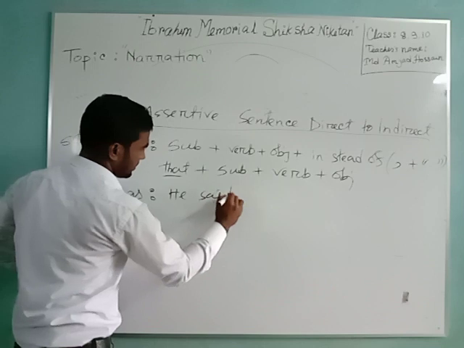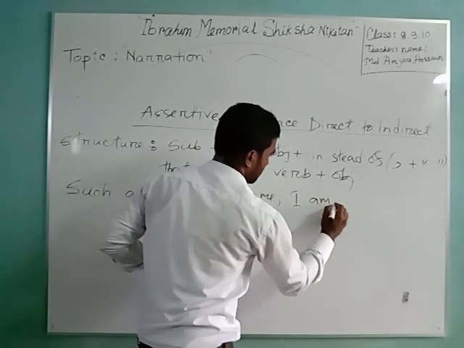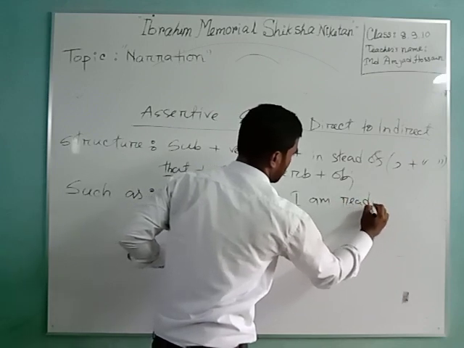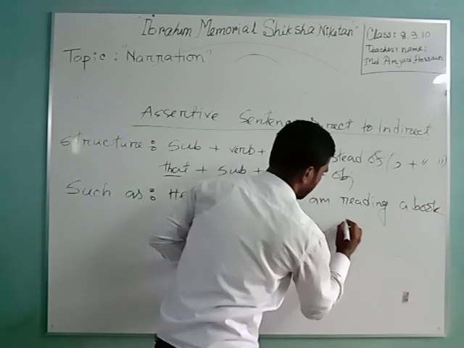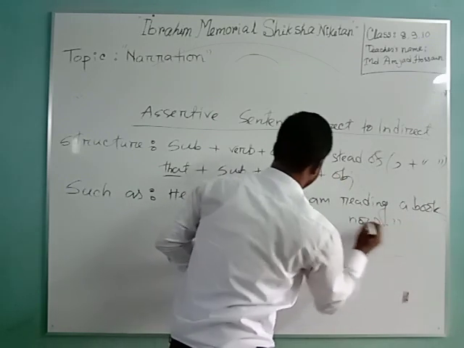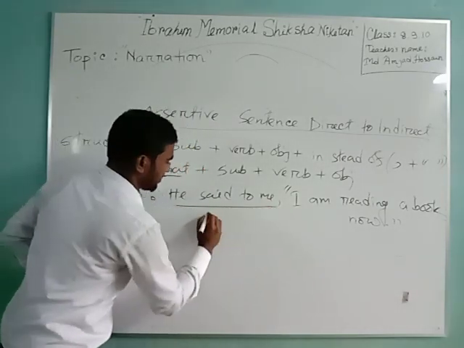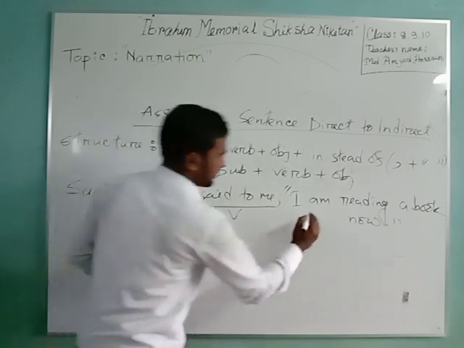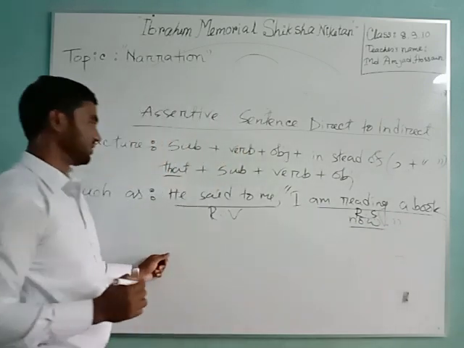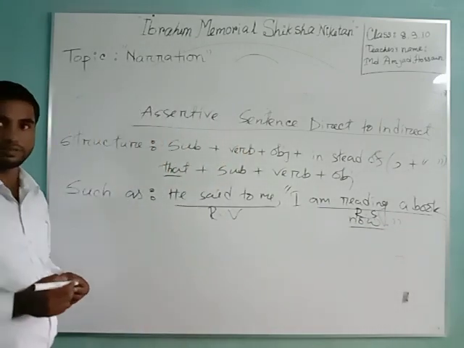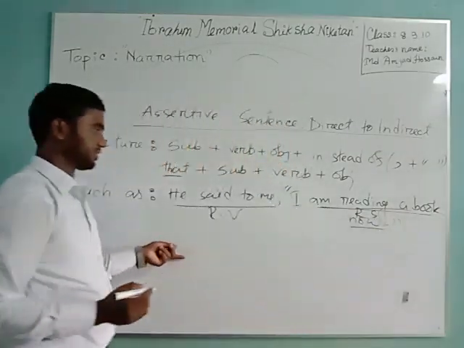Such as, he said to me, I am reading a book now. He said to me is the reporting verb, then the reported speech. So we know that it is called an assertive sentence.